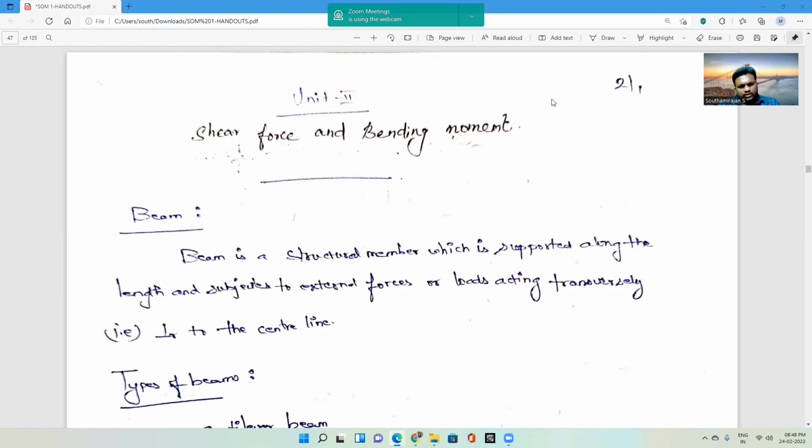Good morning, students. Today I'm going to talk about Unit 2 of Strength of Materials. Unit 2 comprises the title Shear Force and Bending Moment.